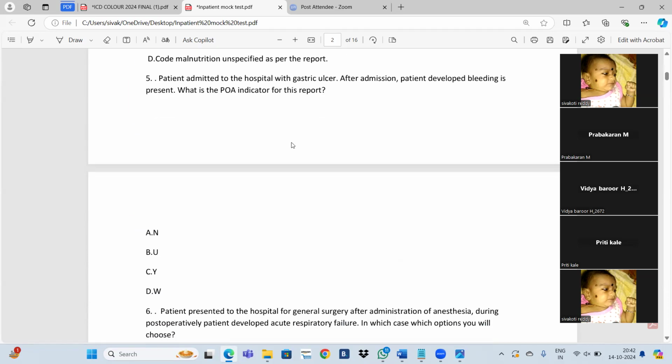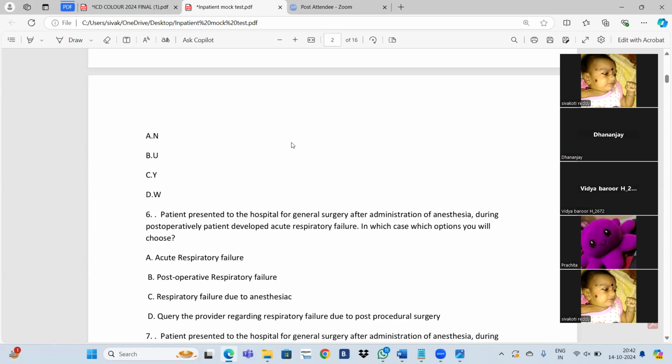Fifth question. N. Remember everyone, you will get this question in the exam, okay? N. Clear? The gastric ulcer question you will get in the exam.